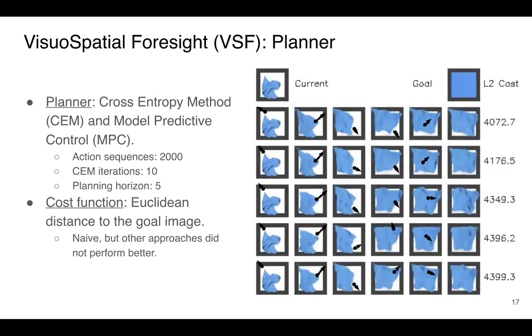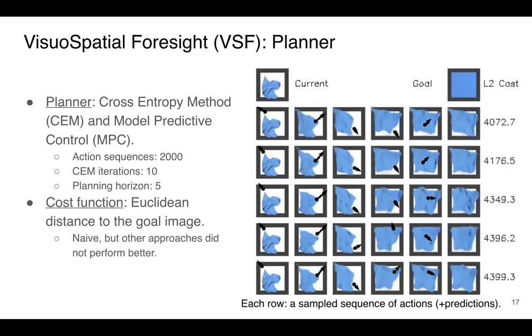So here, the planner is what decides what action they'll be taking. This is implemented with the cross-entropy method, which is a sampling-based algorithm for optimizing an objective in a derivative-free fashion. So in our case, the thing that we're sampling are action sequences. Each row in the image here represents a sampled action sequence, along with the predicted images from the video dynamics model from the prior slide.